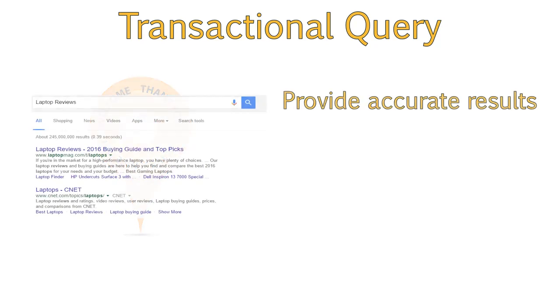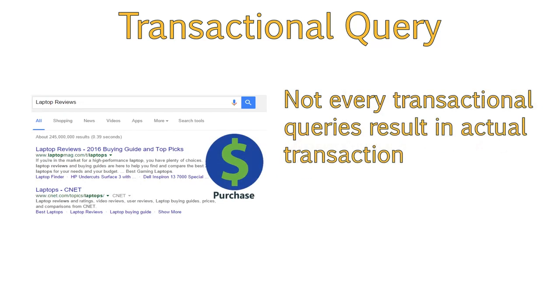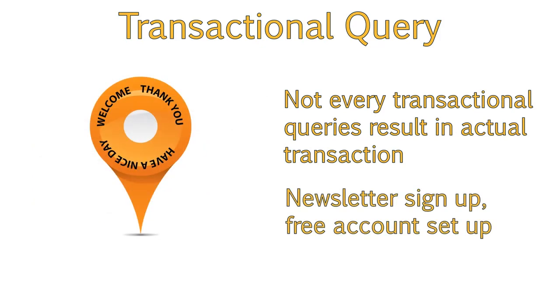Google will provide the results they need for their search query. In this example, the user has decided they are going to purchase a specific laptop. They have typed in the model number, displaying a variety of sites to purchase that specific product. Note that not all transactional queries have to result in an actual transaction. Someone might be trying to sign up for a newsletter, create a free account, or more.